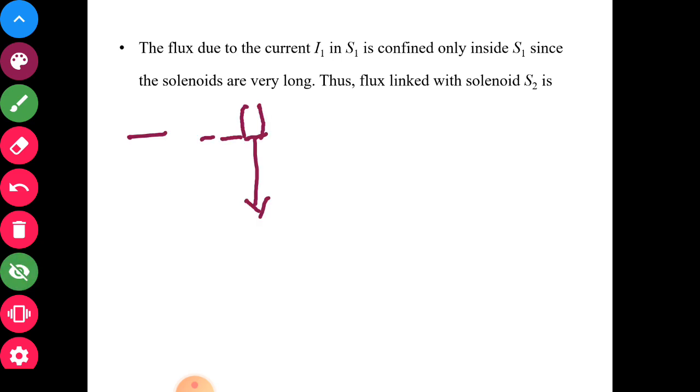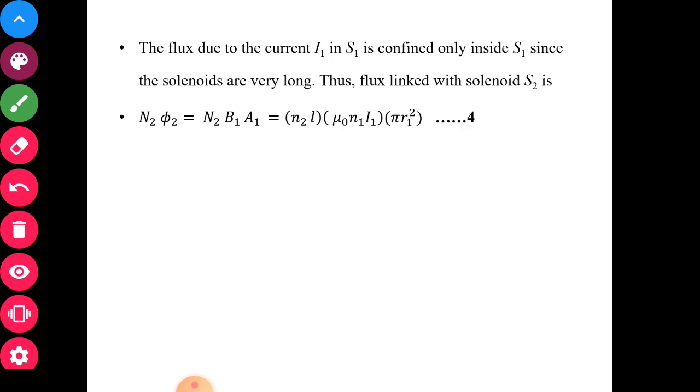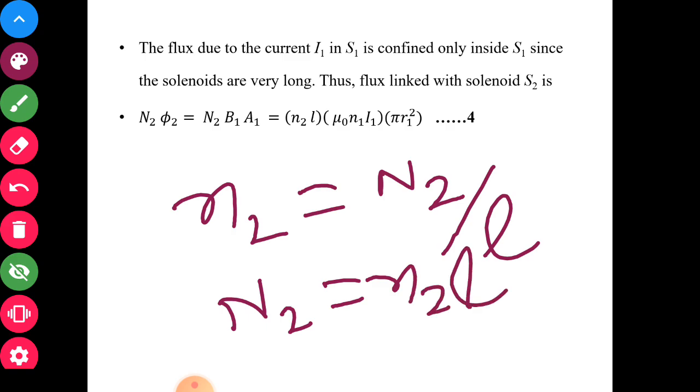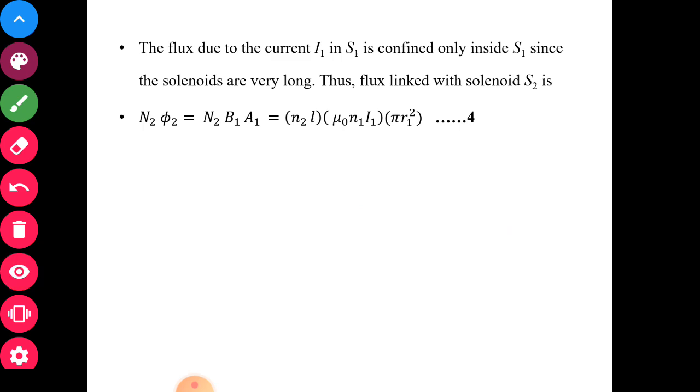N2, as you know, small n2 is the number of turns per unit length, that is capital N2 upon L. So capital N2 will be small n2 into L. So just we have written this, mu 0 N1 I1 is the magnetic field of first, and pi R1 square is the area. Very easy to understand.